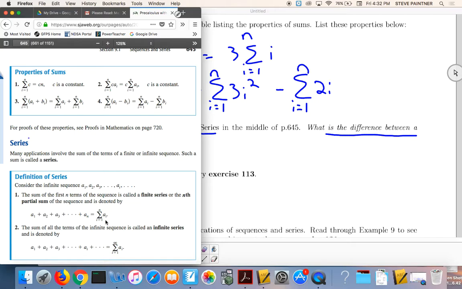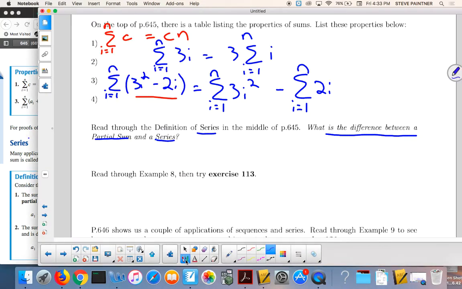The new thing here, a series, is what you see in number 2. The sum of all the terms of the infinite sequence is called an infinite series and is denoted by this, you can see below. So a sub 1 plus a sub 2 plus a sub 3, all the way up to infinity. It's denoted exactly the same way, except you start at i equals 1, but you go to infinity. So instead of writing n up here on the top of our sigma, you write an infinity symbol instead. And that's the difference between a partial sum and a series. A series is the infinite sum. So our notes ask us to determine what is the difference between a partial sum and a series. Well, a series is an infinite sum. Or I could say a series is the sum of an infinite sequence.